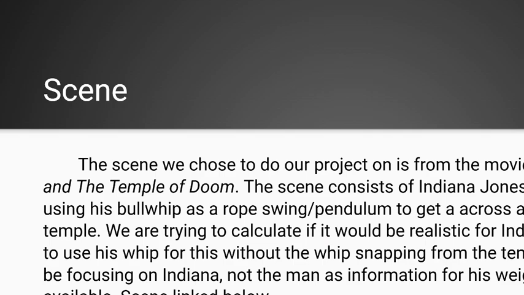This scene consists of Indiana Jones and a man using his bullwhip as a rope swing/pendulum to get across a gap in the temple. We are trying to calculate if it would be realistic for Indiana to be able to use his whip without the whip snapping from the tension. We will just be focusing on Indiana, not the man, as information for his weight is not readily available. The scene of this movie is linked below, and only watch the first 20 seconds.